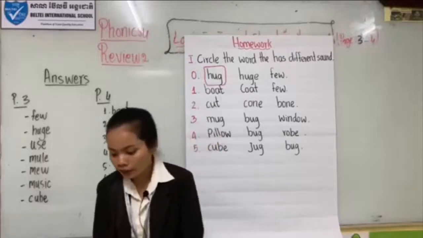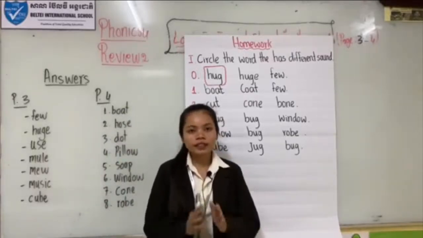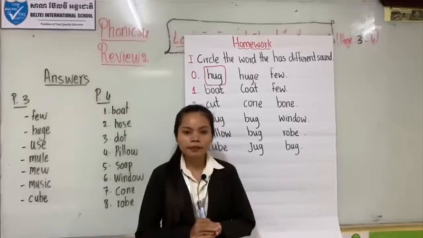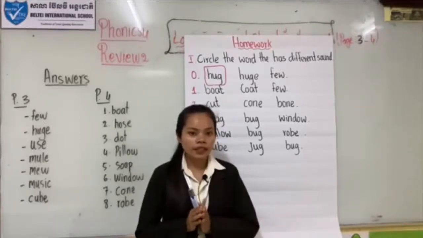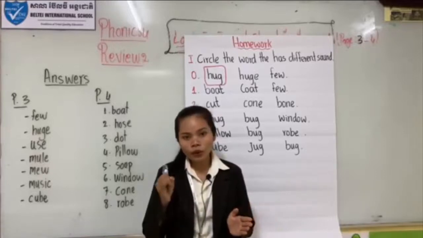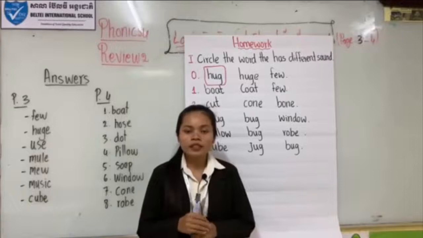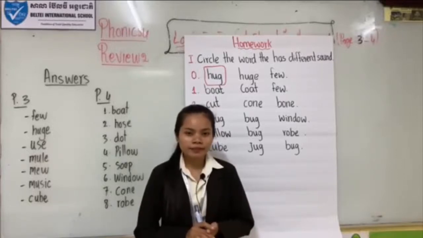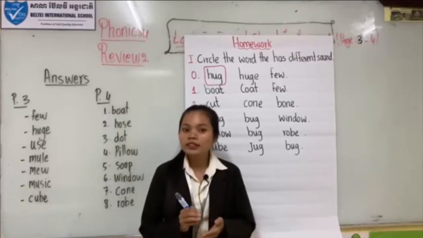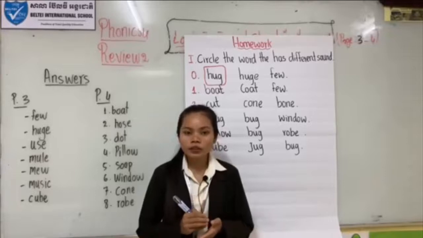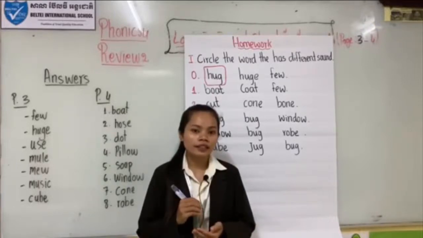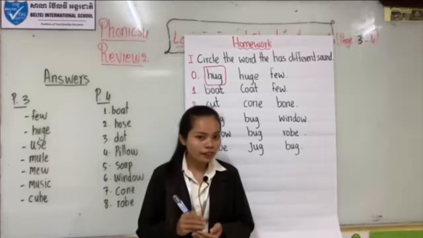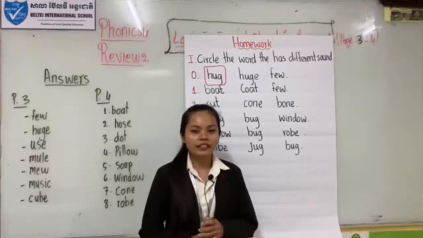Okay, thank you everyone. And now let's sum up our lesson a bit before we move to the homework. Can you tell teacher again what are the sounds that we are learning today? Okay, we have long O, long U, short O, and short U sound. So can you pronounce the sound for teacher? Long O sound, O. Long U sound, U. Short O sound, O. And short U sound, uh. Okay, good job everyone.